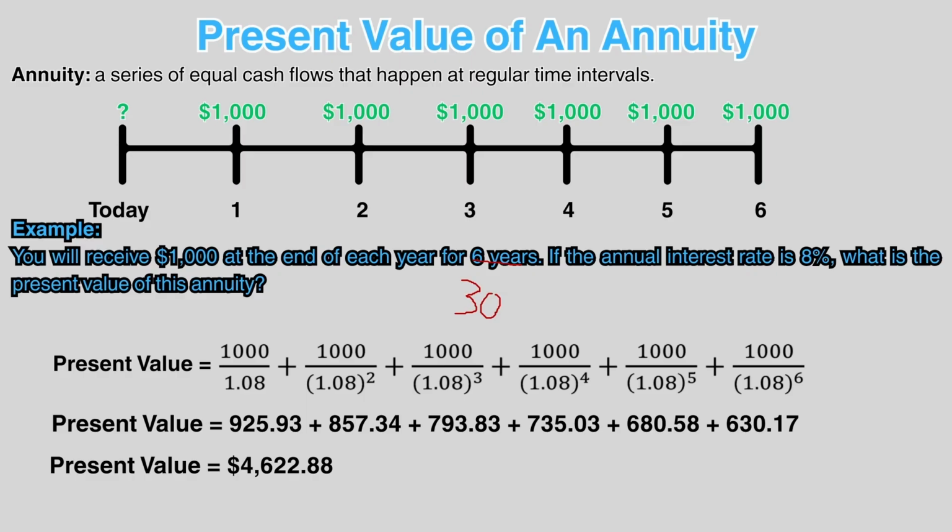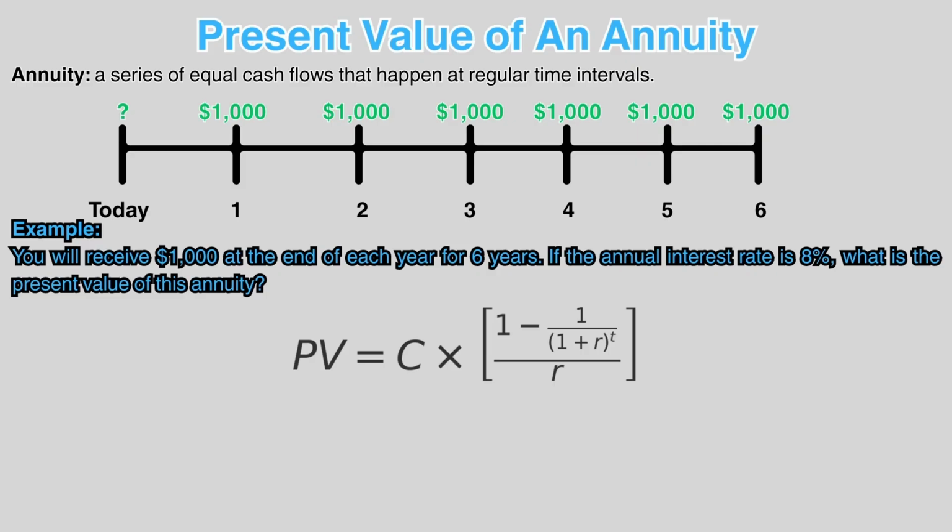So there is a much more efficient way to do that, and that is using the present value of an annuity formula. So this is the present value of an annuity formula. It's C times one big bracket, 1 minus 1 over 1 plus r to the exponent t, and that's just the numerator here, and then all of that is over r. So C is the cash flow that we're receiving at the end of each year. So the $1,000, that's going to be our C.